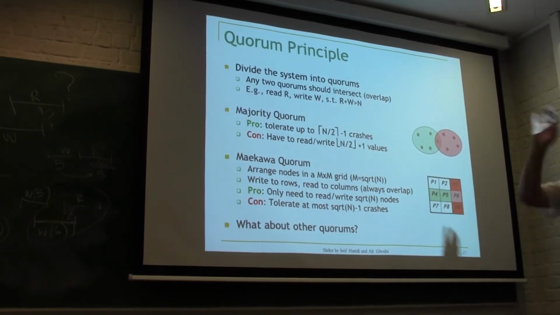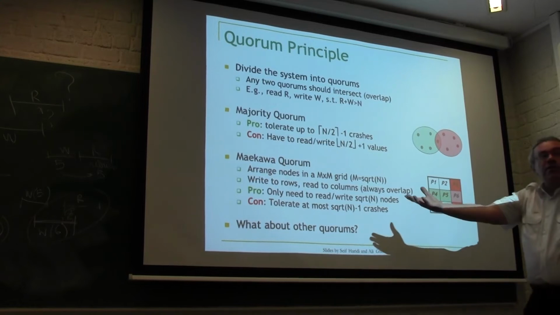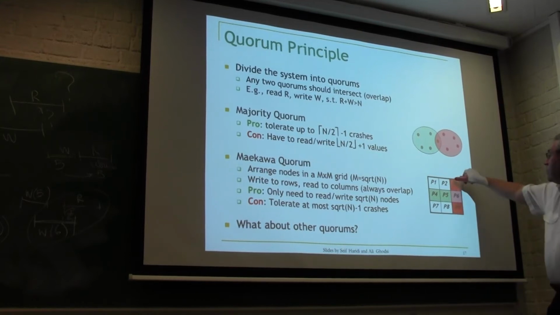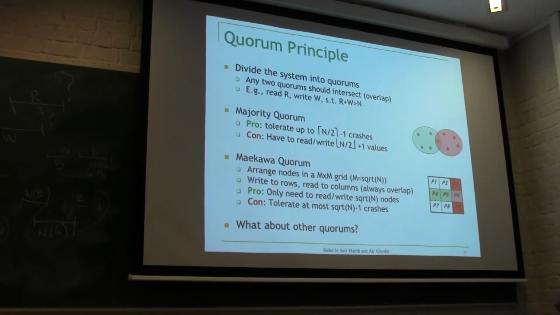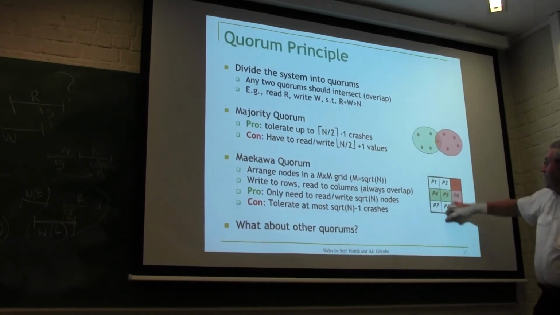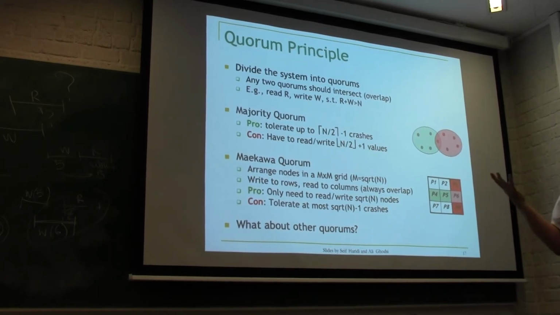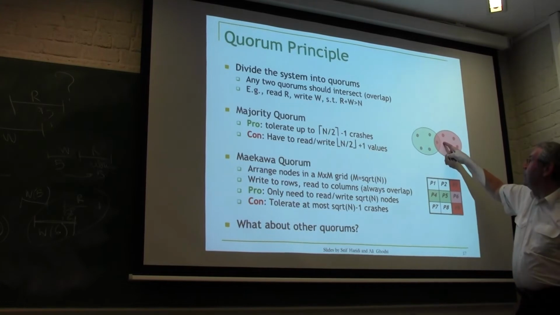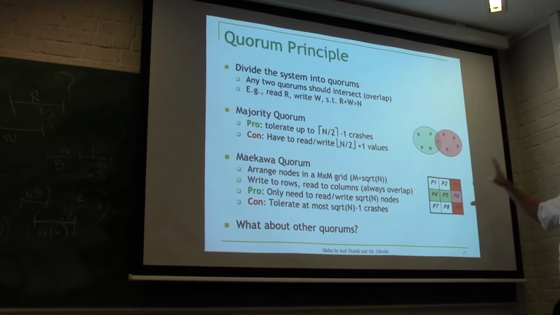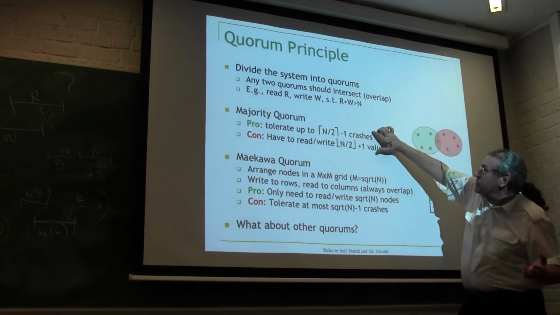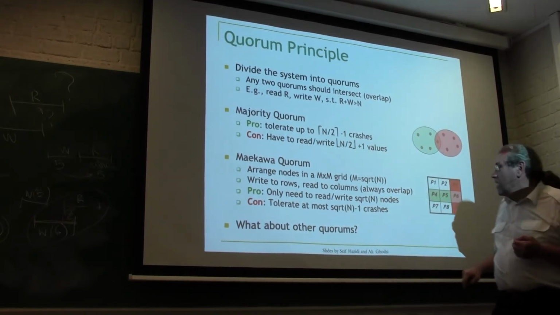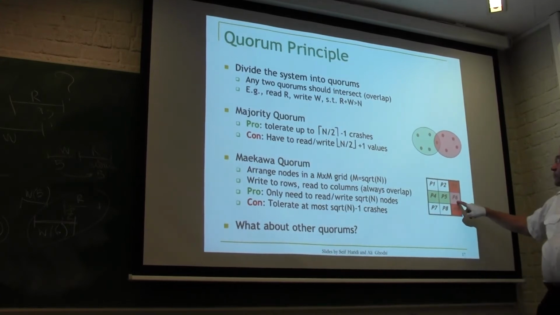You will ask everybody for a value, and you will wait for things to come back until you have gotten at least 1 column. And you know that a row and a column must intersect, for sure. So that means if you do that, just like here, you're guaranteed to always read the most recent value. So this one works too. This has a different trade-off.